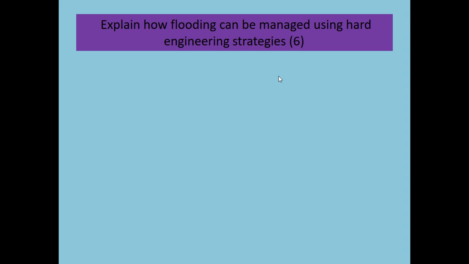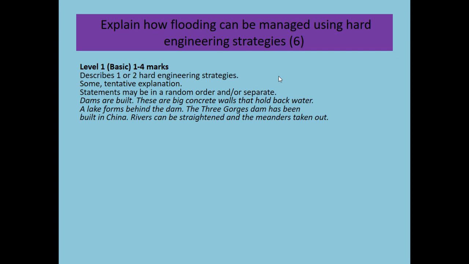I am going to put the mark scheme up underneath in a second, so pause it now if you don't want the mark scheme up, and then I will put the mark scheme up and carry on. So for a basic answer, you're going to describe 1 or 2 hard engineering strategies. A little bit of explanation. Tentative means you've given it a go, but it's not really been excellent. Statements may be random or separate, so you're not really making a lot of sense. You're just writing whatever you're thinking straight onto your paper. You haven't really thought about it.